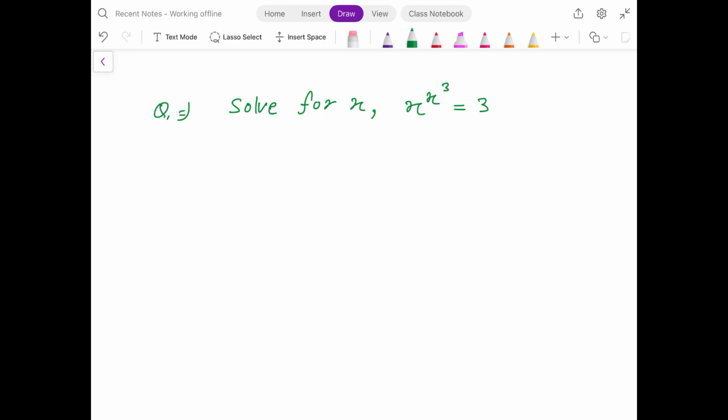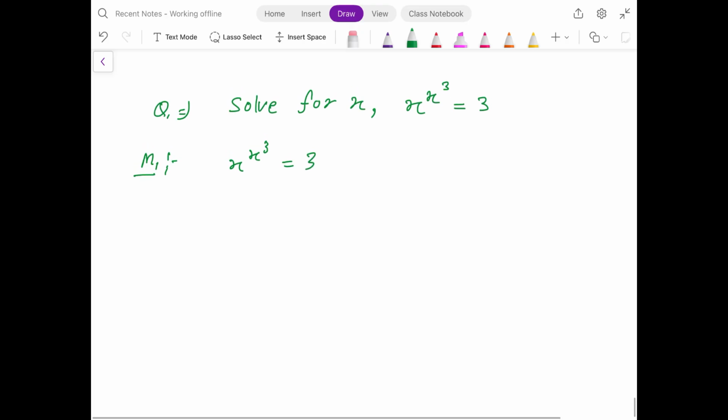In order to solve this question, we will be discussing two methods. The first method is the algebraic method. In this method, we will be using a rule of indices. So first, we are given x to the power x to the power 3 is equal to 3.